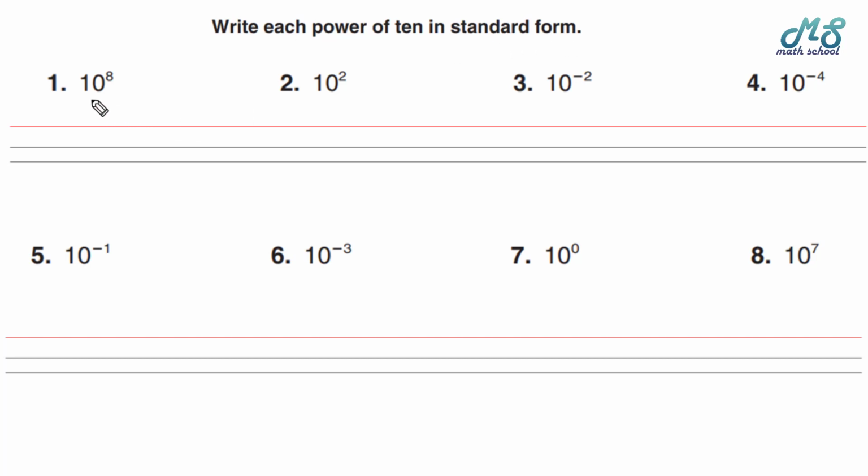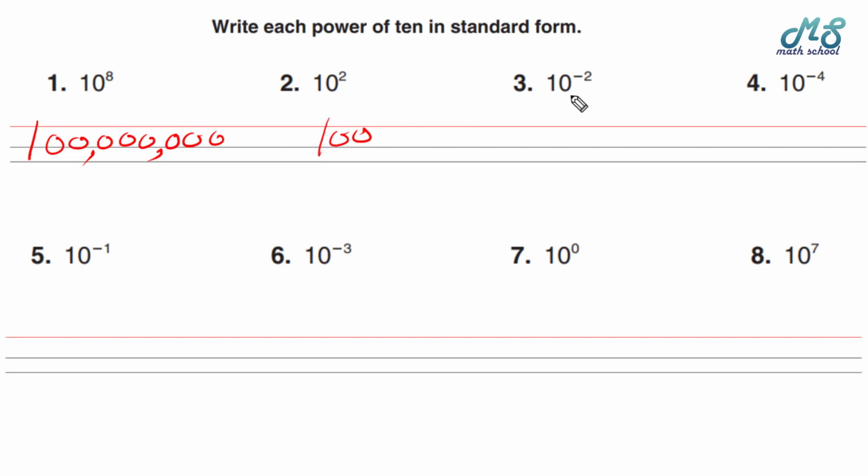Next exercise, write each power of 10 in standard form. 10 raised to the power 8. So you have to write 1 and 8 zeros. 1, 2, 3, 4, 5, 6, 7, 8. So you have to use commas. So we have 100 million. 10 raised to the power 2 means 100.